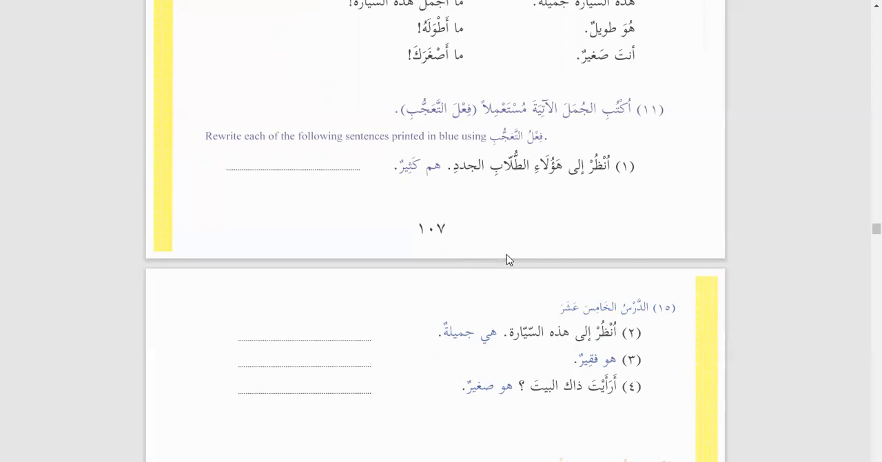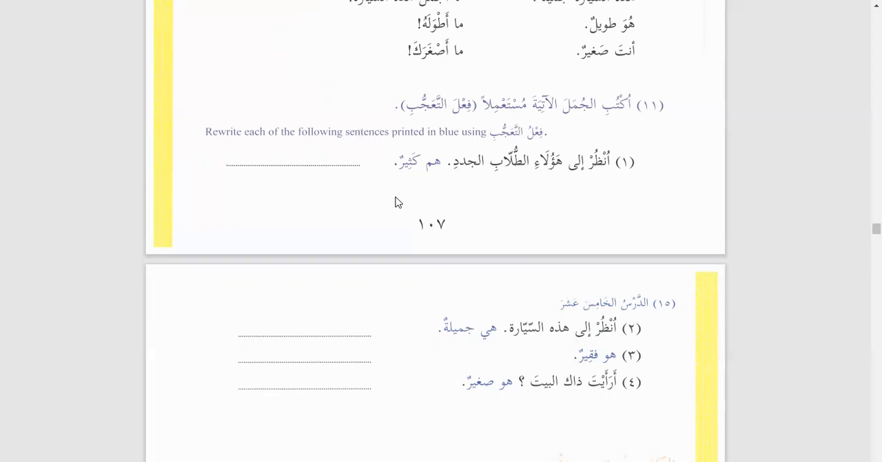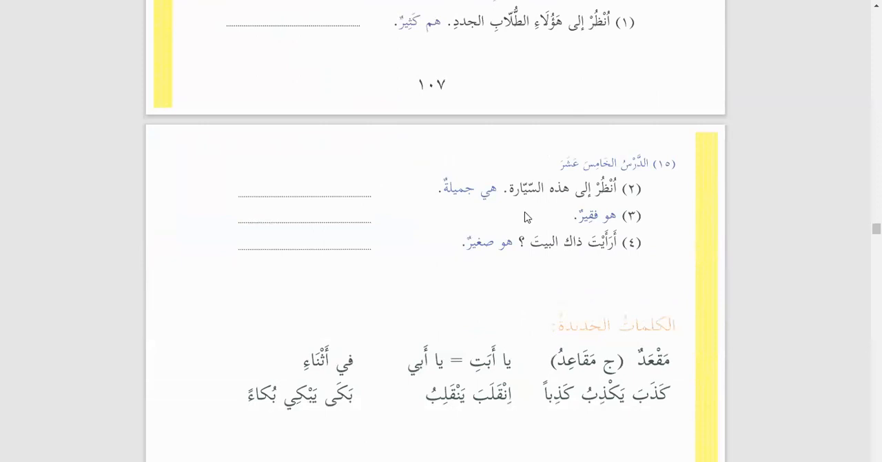Okay. انظر إلى هؤلاء الطلاب الجدد. Look at these new students. هم كثير. ما أكثرهم. Okay, so they're like how many they are, right? ما أكثرهم. All right. انظر إلى هذه السيارة. Look at this car. I stopped here, so it should be سيارة or سيارتي.